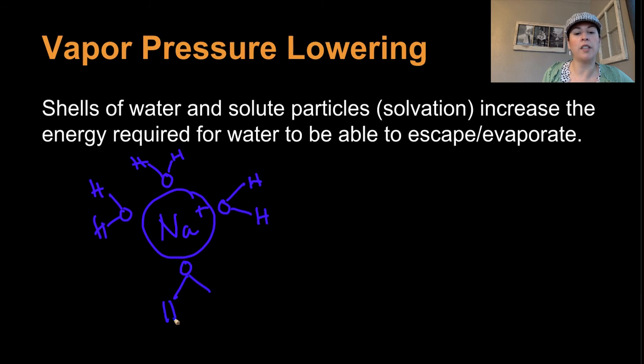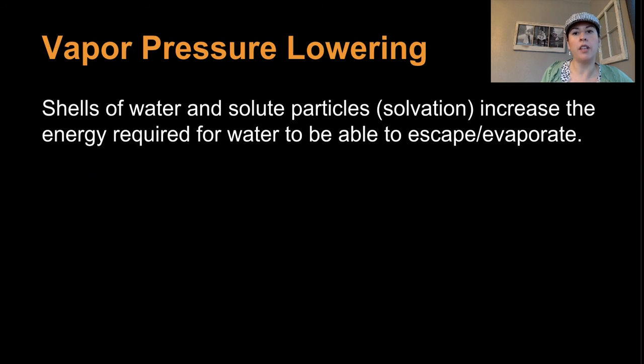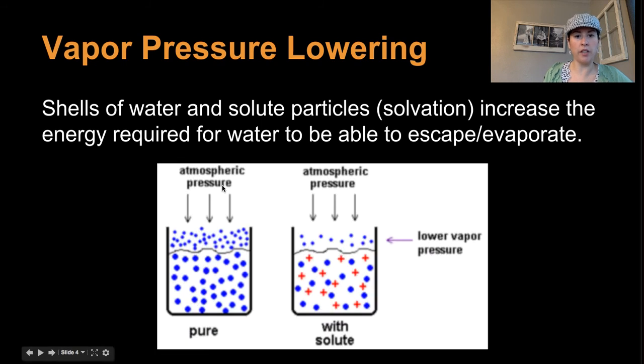And so we see that they surround them. Well, now that they're in these what they call shells, they're kind of bound together in a way, and it makes it more difficult for the water to be able to evaporate off. And so what we see is that lowers the vapor pressure, okay? And so here's our atmospheric pressure, and remember, atmospheric pressure is pushing down, and the vapor pressure is the pressure that's going to be above.